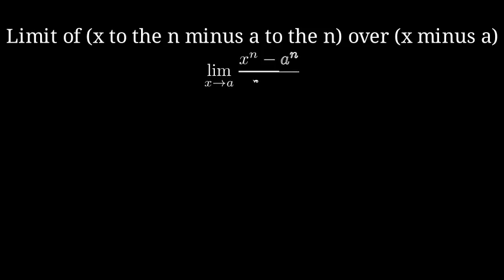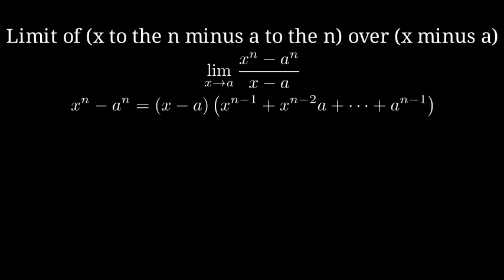Notice that if we plug in x equals a directly, we get 0 over 0, which is indeterminate. That tells us we need to simplify first. The key tool is the factorization formula for x to the n minus a to the n. It factors as (x minus a) times a sum of n terms, starting with x to the n minus 1 and ending with a to the n minus 1.